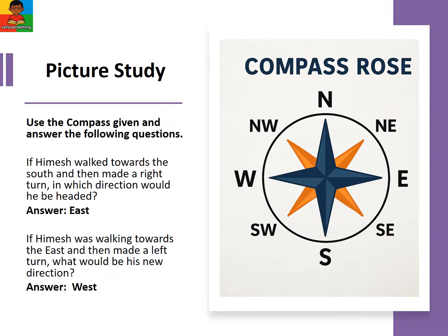Picture study. Use the compass given to answer the following questions. If Himesh walked towards the south and then made a right turn, in which direction would they be headed? The answer is east. If Himesh was walking towards the east and then made a left turn, what would be the new direction? The answer is west.